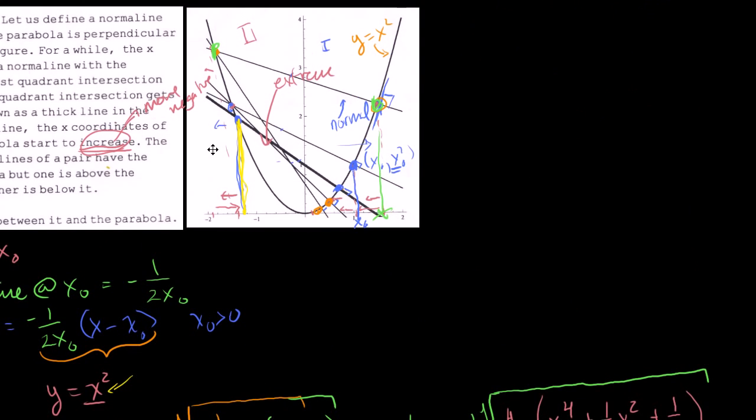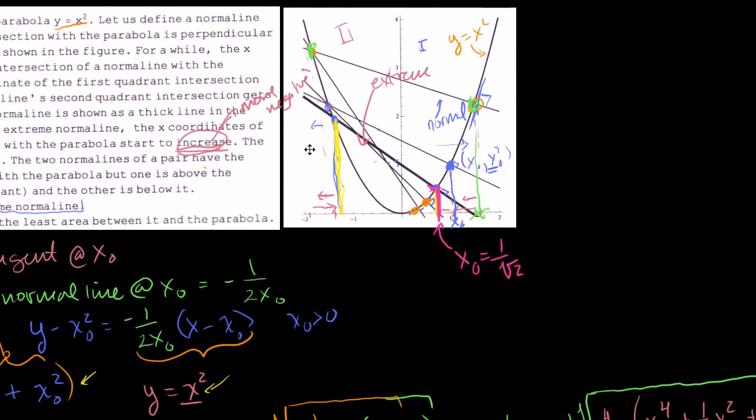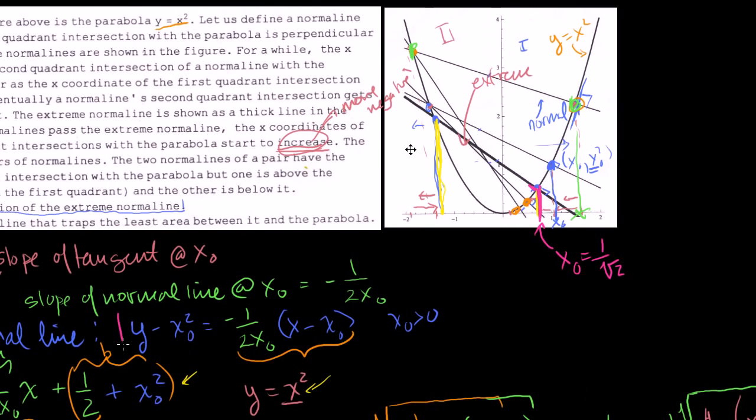We've just figured out the x naught value that gives us our extreme normal line. This value right here, let me do it in a nice deeper color, that gives us the extreme normal line, is x naught equal to 1 over the square root of 2. Now, they want us to figure out the equation of the extreme normal line. Well, the equation of the normal line, we already figured out right here. It's this. So if we want the equation of the normal line at this extreme point, the one that creates the extreme normal line, I just substitute 1 over square root of 2 in for x naught.